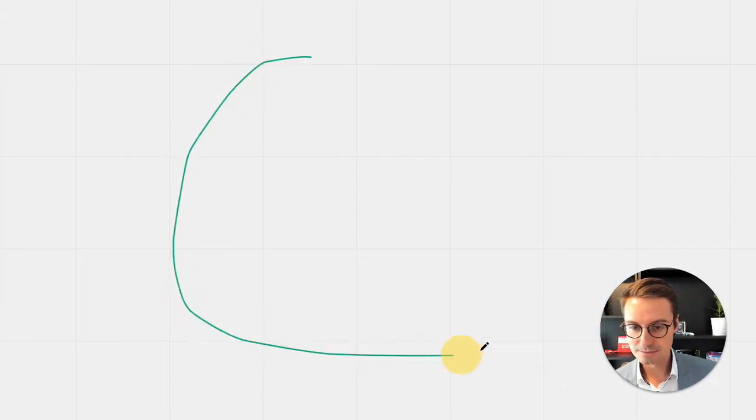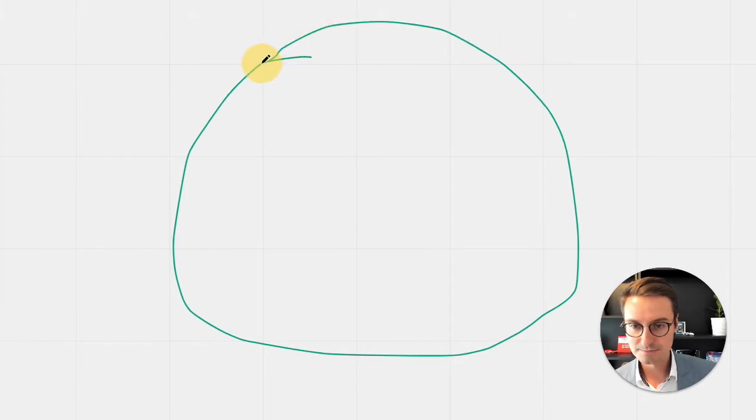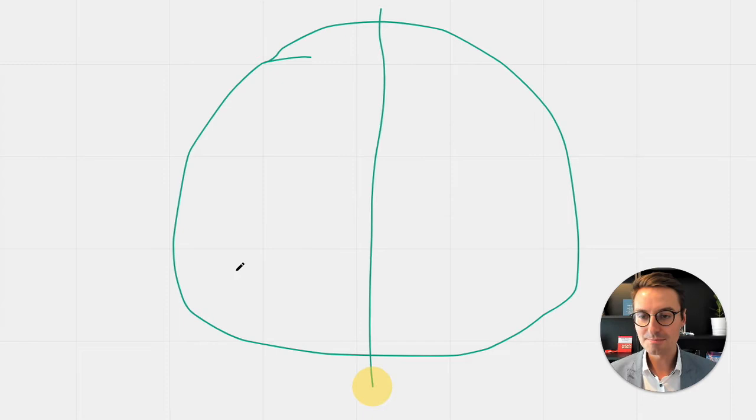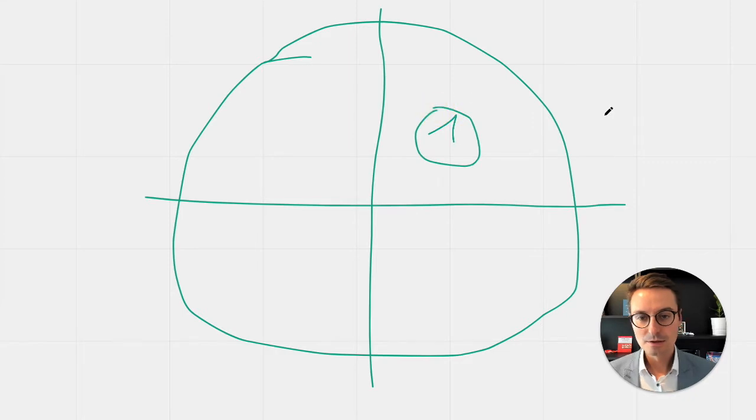And for that, let me draw here a circle. Please imagine that this is a circle. And I split this circle up into 4 phases. And looking into phase number 1, which is the introduction phase.